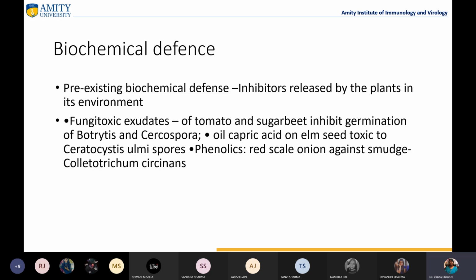Then phenolics, which are again secreted by certain kinds of plants, especially temperate trees or fruit trees, they have a lot of phenolics, so they secrete a lot of phenolic compounds. Then again in onions, red scale onion, against smudge, the pathogen Colletotrichum. So this can be used. Phenolics can also be helpful, as they are released as a biochemical defense mechanism.